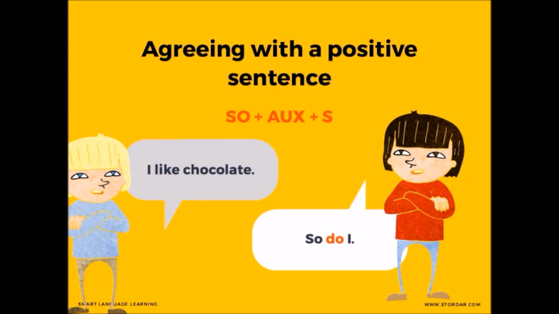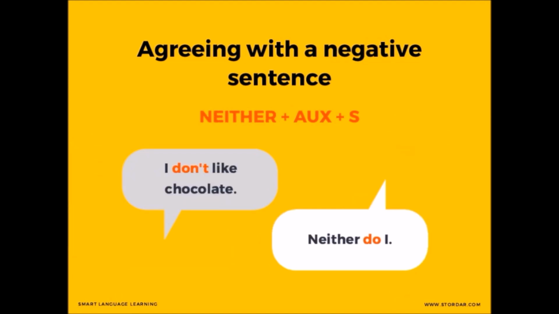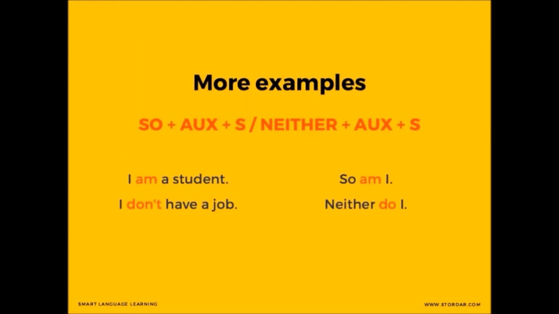It's the opposite structure. You agree with positive statements using so, and you agree with negative statements using neither. For example, if somebody says, I don't like chocolate, you will say, neither do I. Again, the mirroring structure, but you use neither instead of so. Okay? I will give you more examples. For example, I am a student. So am I. I don't have a job. Neither do I.